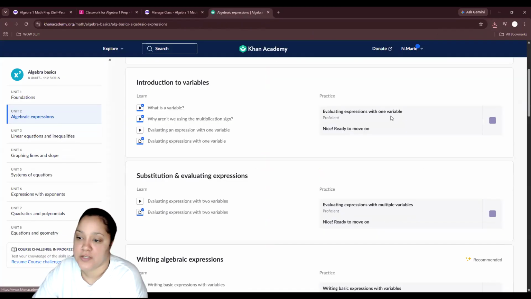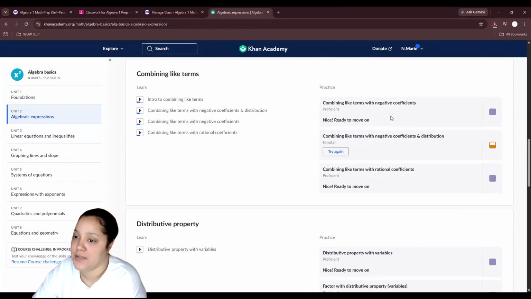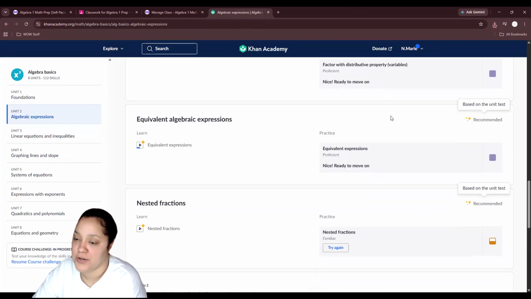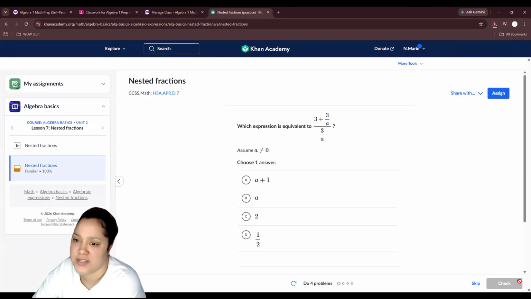All right, so let's practice some combining like terms and distributive property here. And then once you get good with that, you can do equivalent expressions. We will not be doing nested fractions. Let me look at these. Yeah, we're not going to be doing these. Don't worry about these.